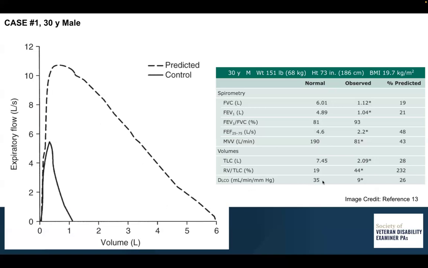We look at the DLCO. This would be normal, and their result is only 26% predicted. Again, restriction. So this is definitely restriction.